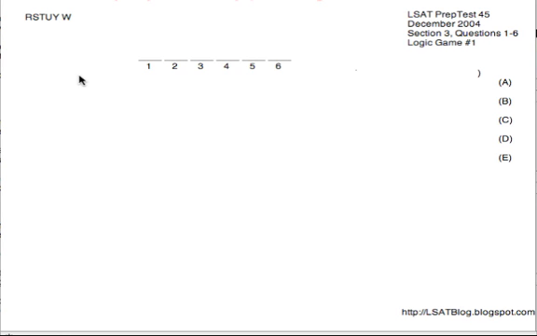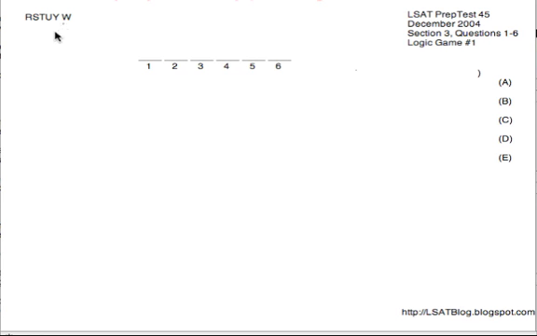Hey guys, this is test 45 game 1. This is the Patterson workout game. It's an ordering game. All of our rules are just before and after. And we've got our 6 time slots, 1 through 6, that Patterson is going to meet with people and also have the workout. So I've got the 5 people, R, S, T, U, Y, as well as the variable W for workout.